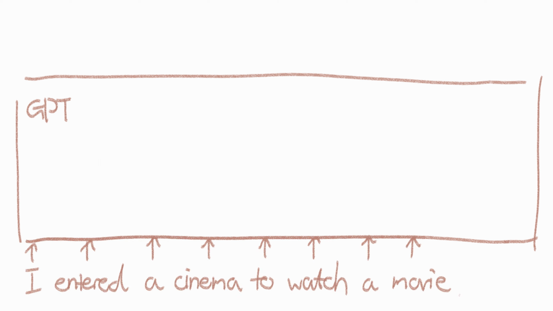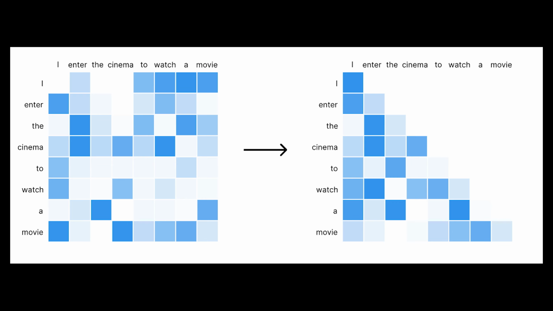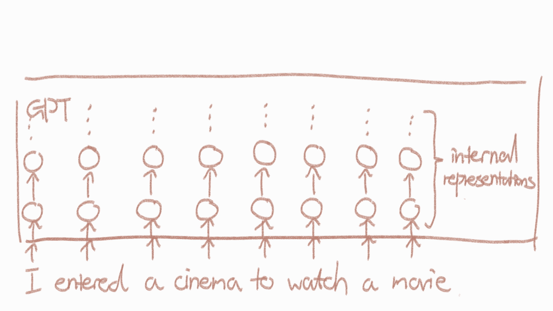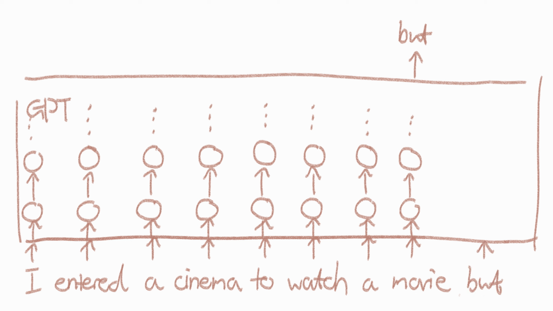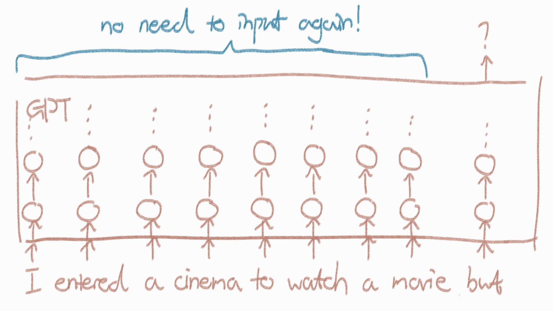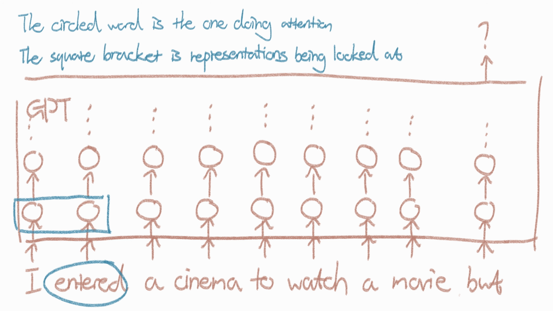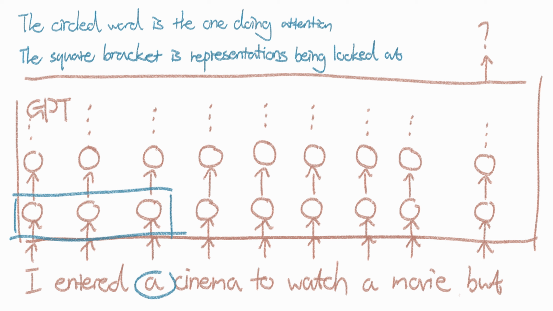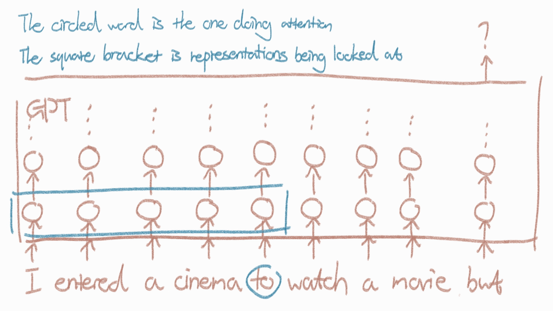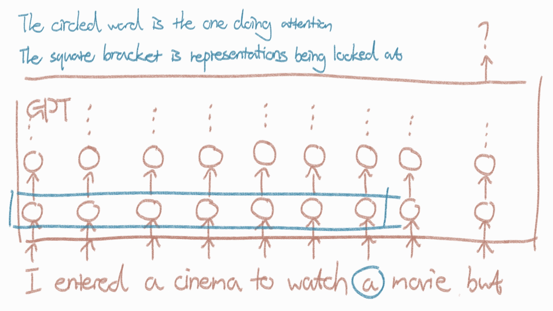When you first feed a sentence into the GPT model, for example, I entered the cinema to watch a movie, all the word embeddings have to propagate through the network and calculate masked self-attention scores with each other. Let's say the model predicted the next output token to be but. Then it re-inputs this prediction to next time step's input to predict the next word. We don't have to re-input the already processed tokens. As with masked self-attention, the newly inputted token will not be seen by the previous tokens, and hence not update their attention representations.